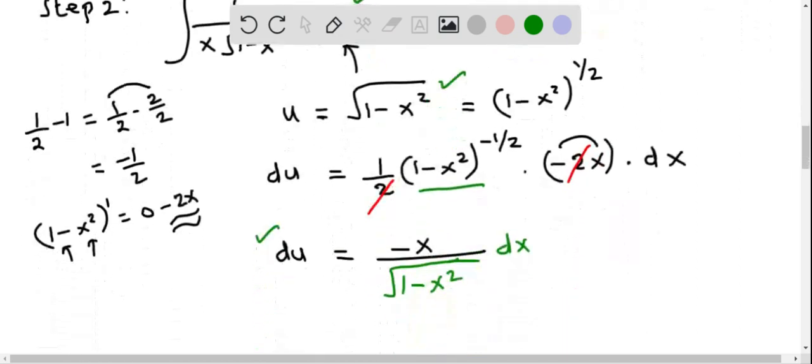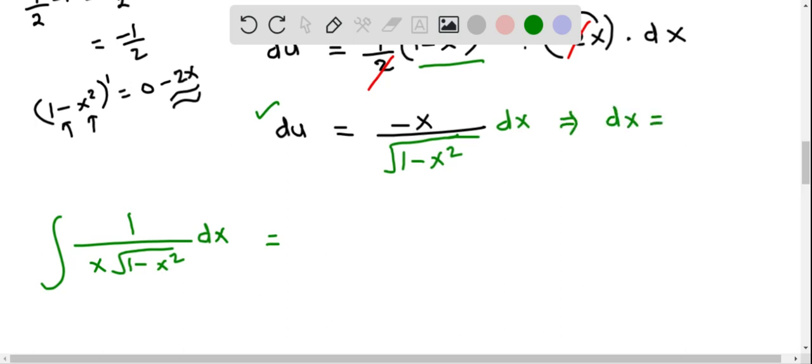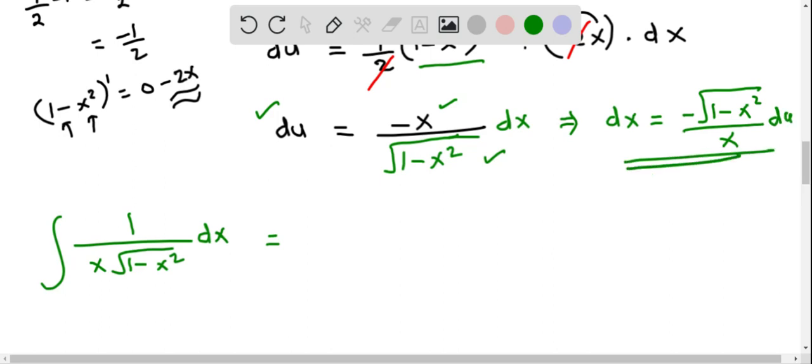Let me first copy that. That is, we have 1 over x times the square root of 1 minus x squared dx. This equals the integral of, we can solve for dx from this one. So I basically have to multiply by the reciprocal of this term. So I put negative of the square root of 1 minus x squared over x times du. So this is the expression for dx, which I'm going to replace over here.